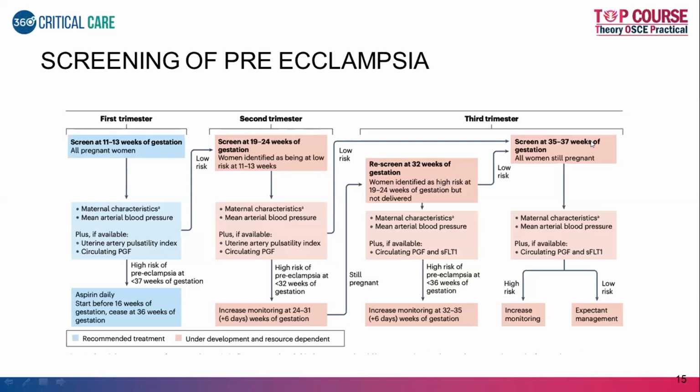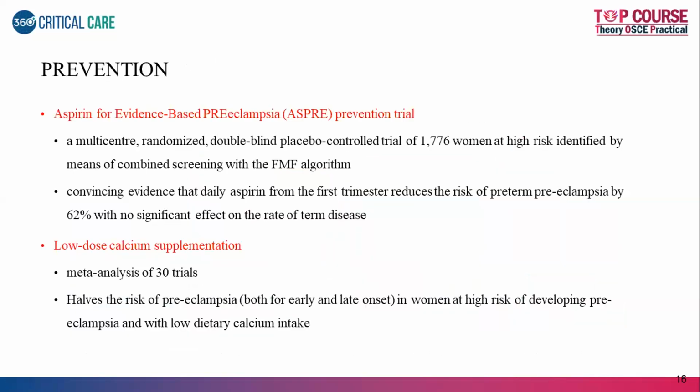So this is how you screen the pregnant lady. At each stage, suppose this patient here is at low risk, it might go to high risk in the second trimester. So 3 times you need to screen these patients for preeclampsia. Now, as I told, the role of aspirin in preeclampsia.